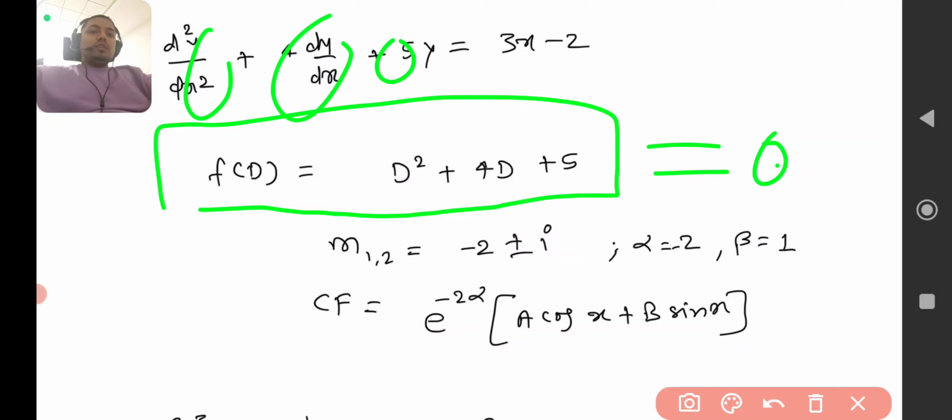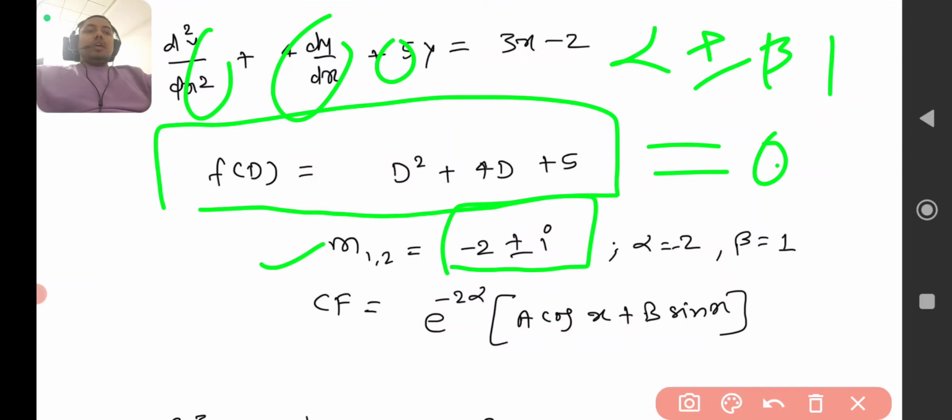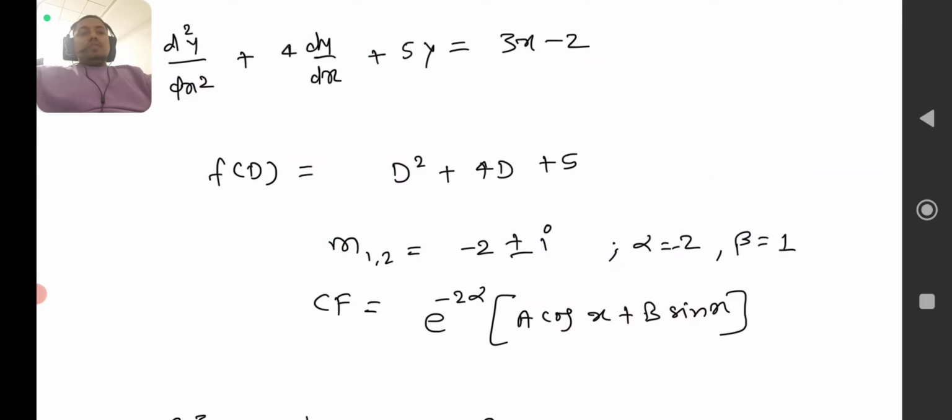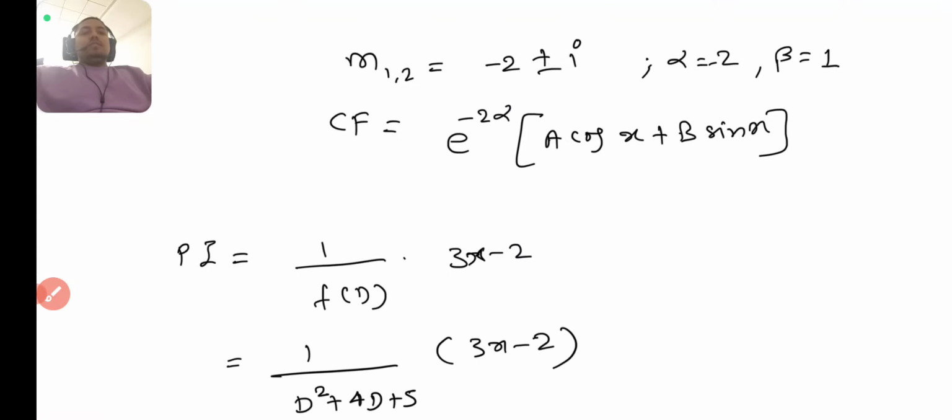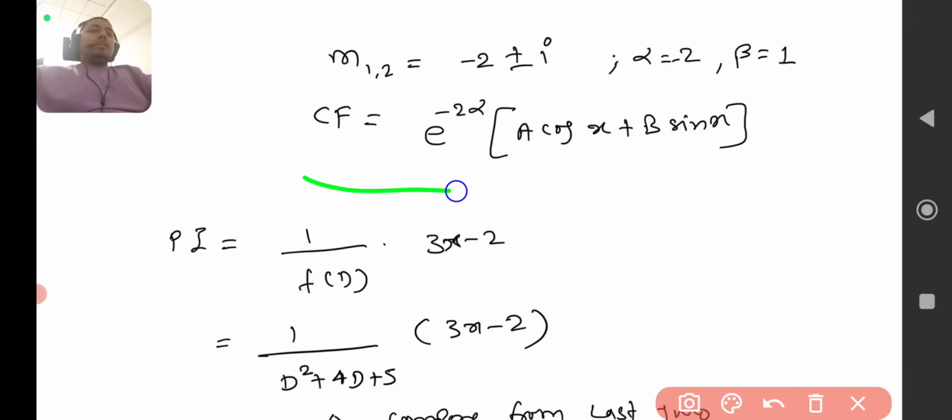So we got two roots, m1 and m2: minus 2 plus minus i. If you compare with alpha plus minus beta i, then your alpha is minus 2 and your beta is 1. With these two, you will find out your CF. You know how to find out CF. Once CF is done, then you move to PI.